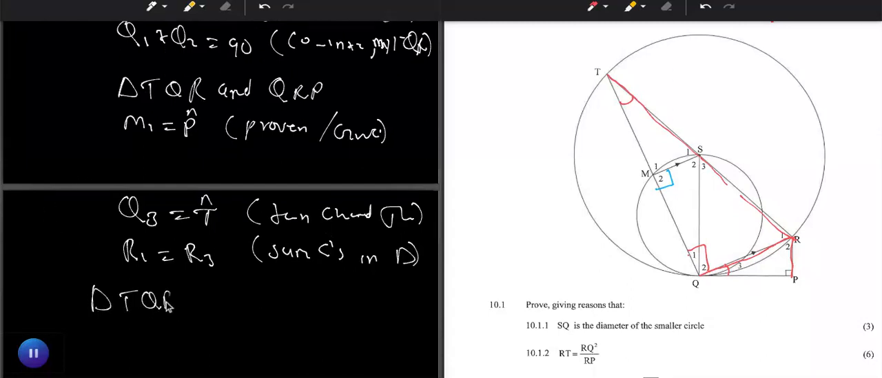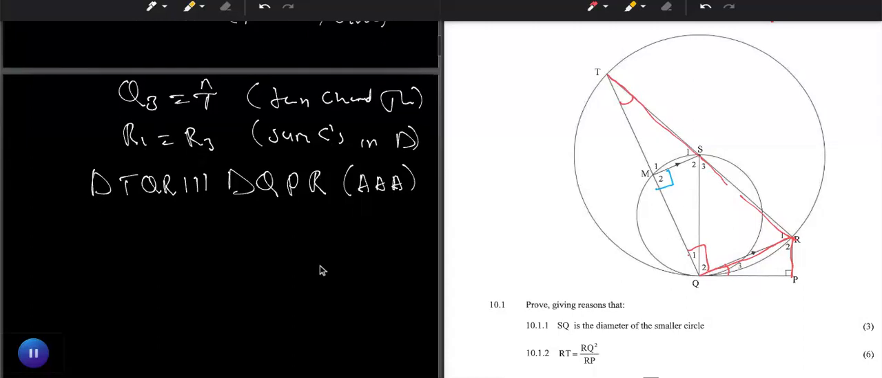Now we can conclude that triangle TQR is similar to triangle. So this angle T is the same as angle Q. It's similar to triangle Q, and this angle Q is over here. On this one is the same as P, and therefore R is the same as R, and therefore we're going to put R. What's the reason for that? It's angle, angle, angle.